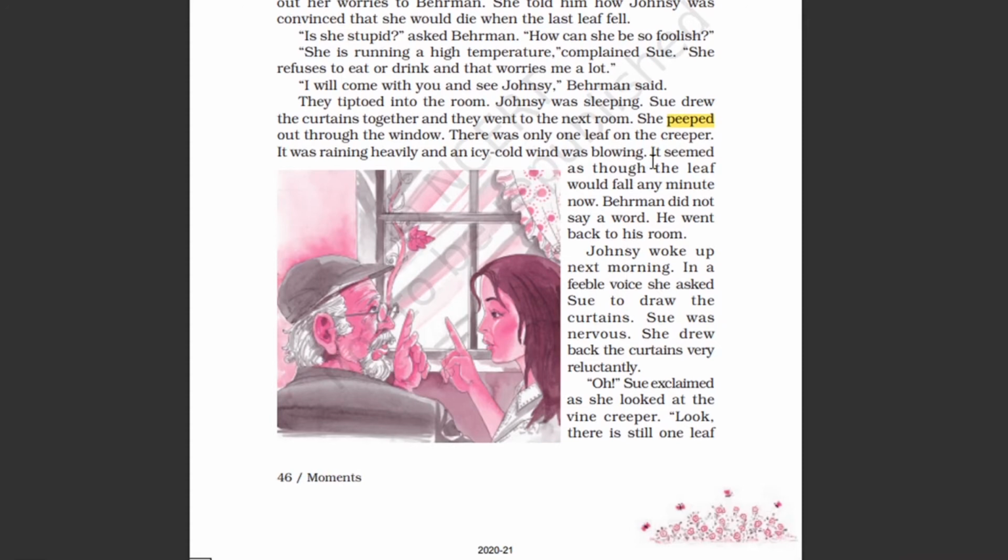So that was happening. It seemed as though the leaf would fall any minute now.